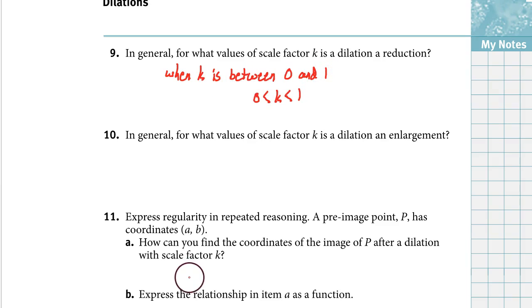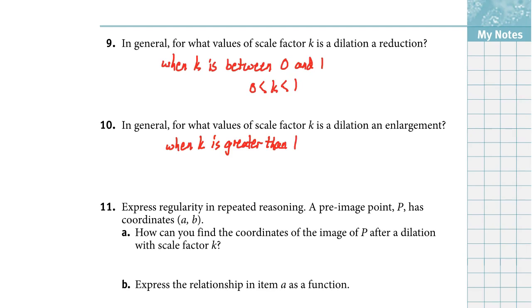Now number 10, in general, for what values of scale factor K is a dilation an enlargement? Enlargements occur when the scale factor is greater than 1. That can be written in algebra symbols as K is greater than 1.